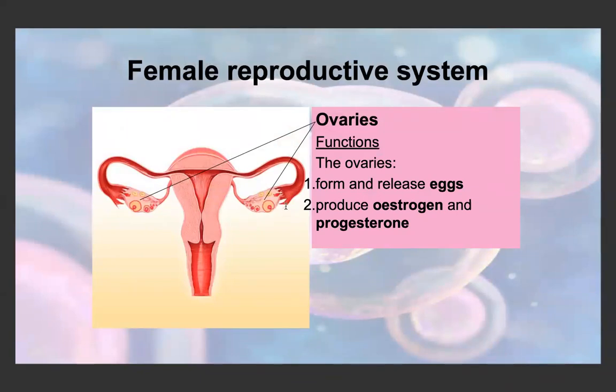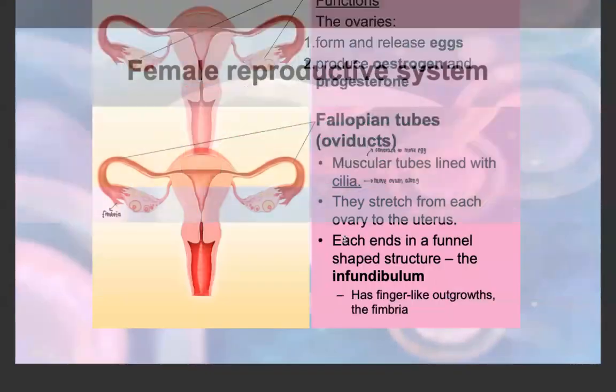So eggs are formed when a female is in the womb, and then they're stored there and released on a monthly basis after puberty. The ovaries also produce hormones, estrogen and progesterone.